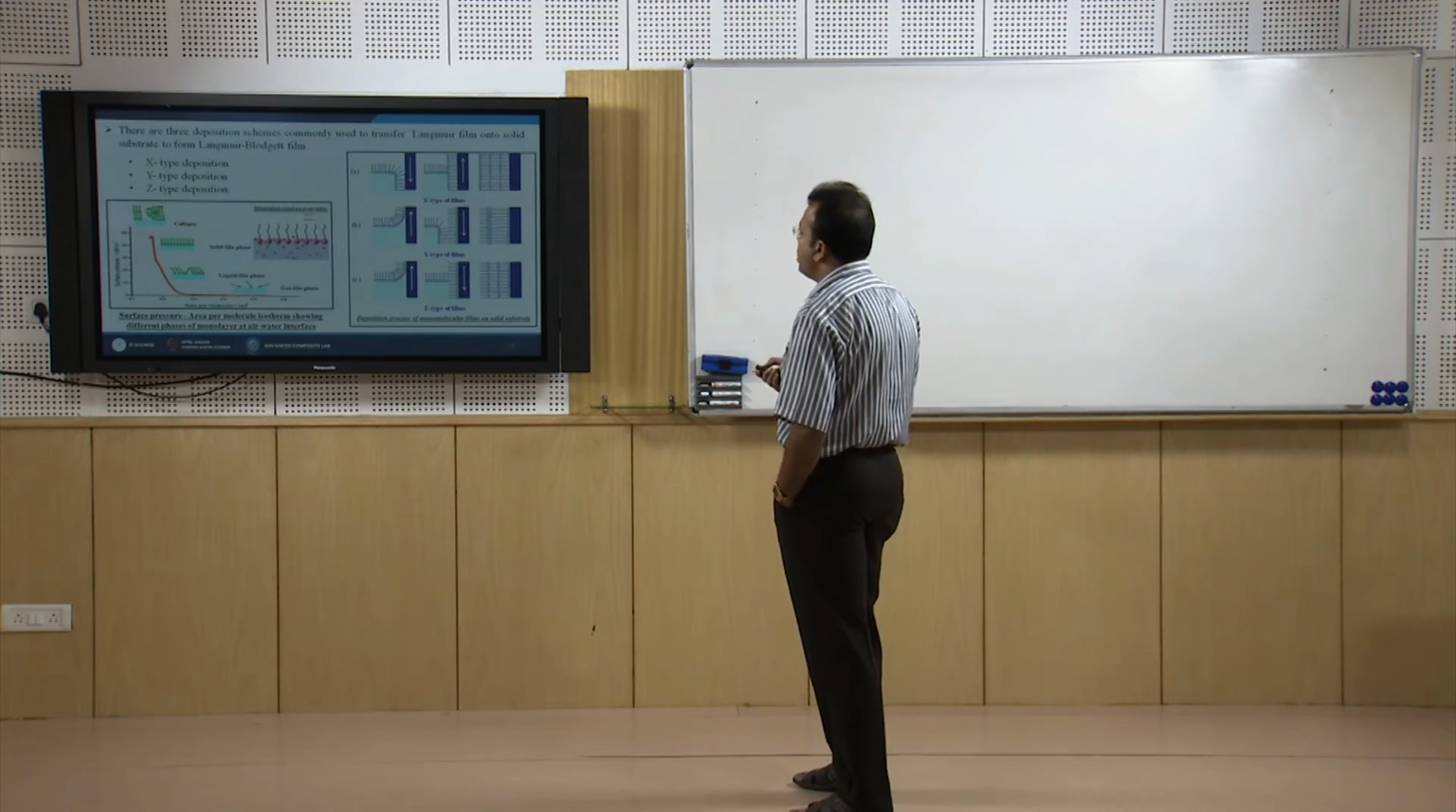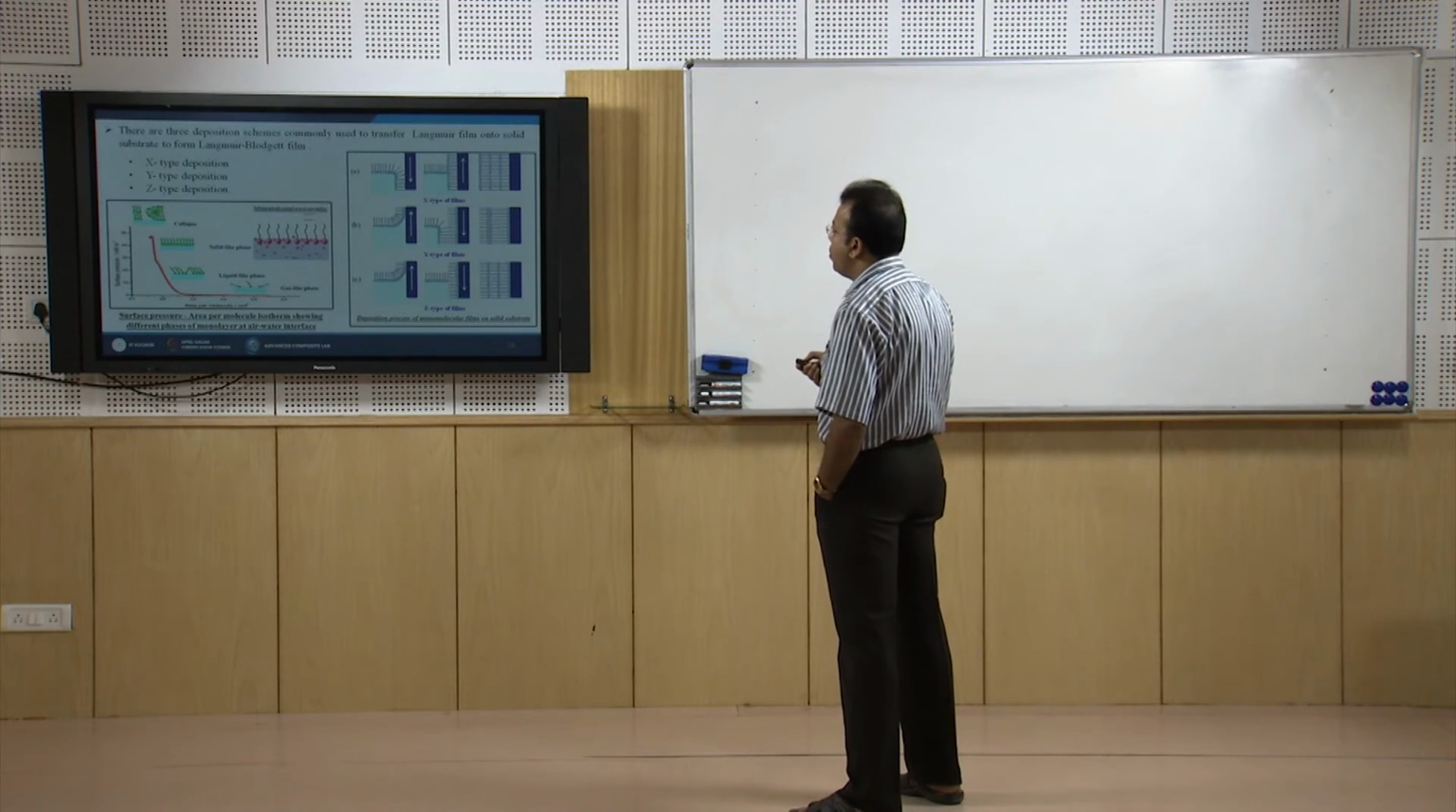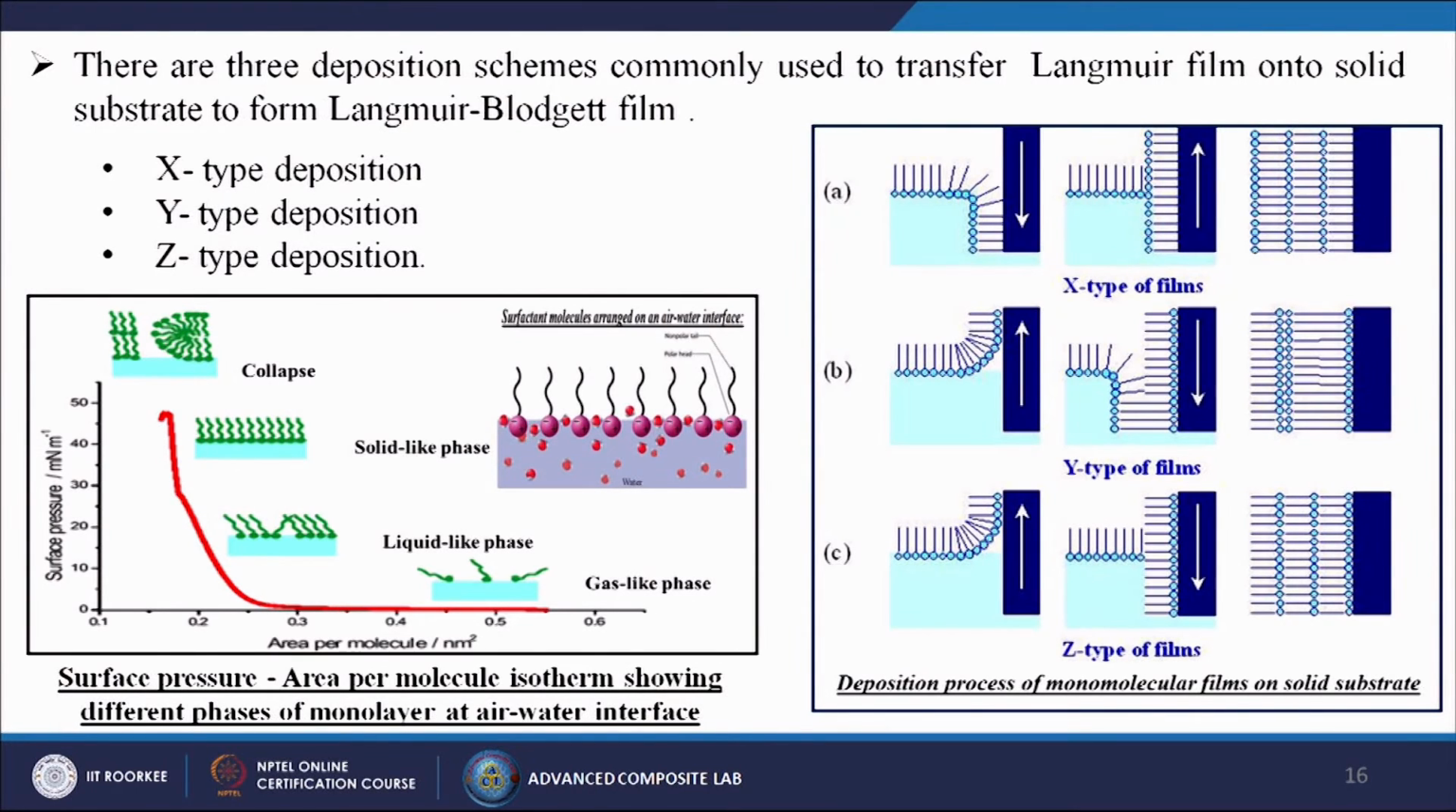There are three deposition schemes commonly used to transfer Langmuir film onto a solid substrate to form Langmuir-Blodgett film. The first one is the X type deposition, then Y type deposition and Z type deposition. From this particular graph we can see that first we have the collapse, then the surface pressure we keep around 50 for the first phase, then for the second it is 20, then for the gas-liquid like phases it varies between 0 to 10, and the substrate looks like this.